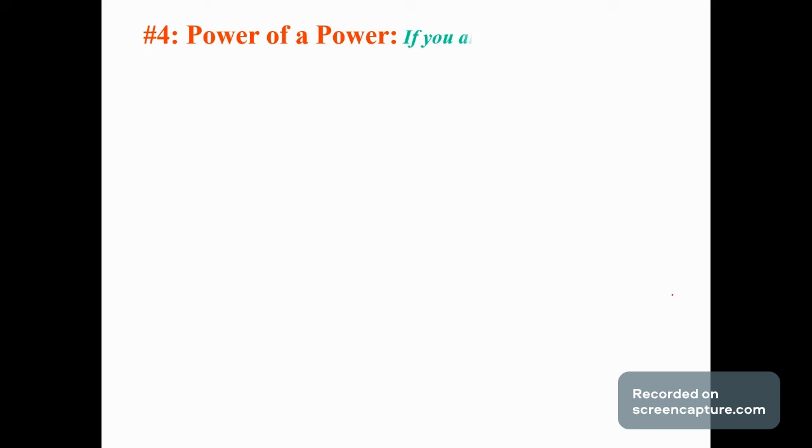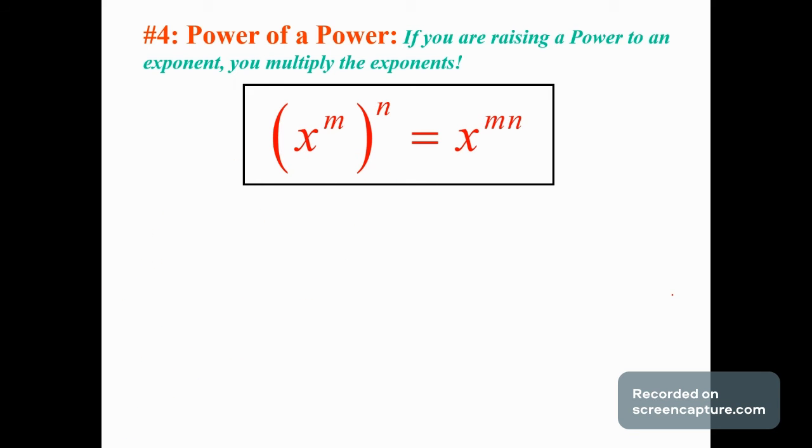The next law is what we call the power of a power. So if we are going to raise a power to an exponent, then what we need to do is simply multiply the exponents. The general rule would be, when we have x to the m to the power of n, we just need to multiply these exponents. That would be x to the power of m times n.